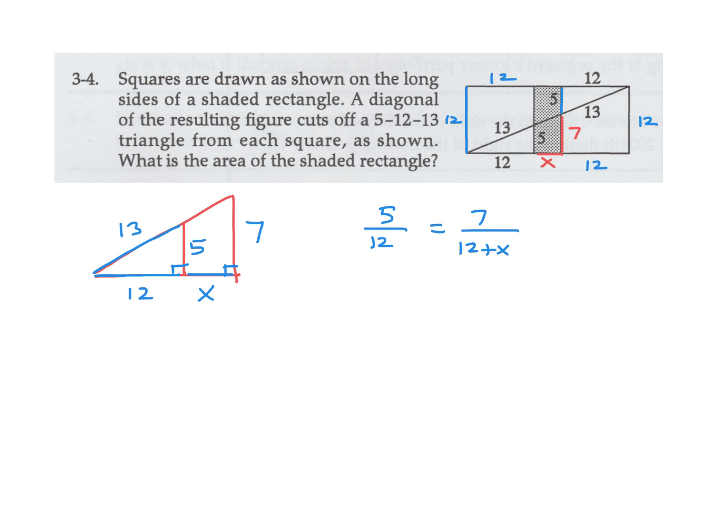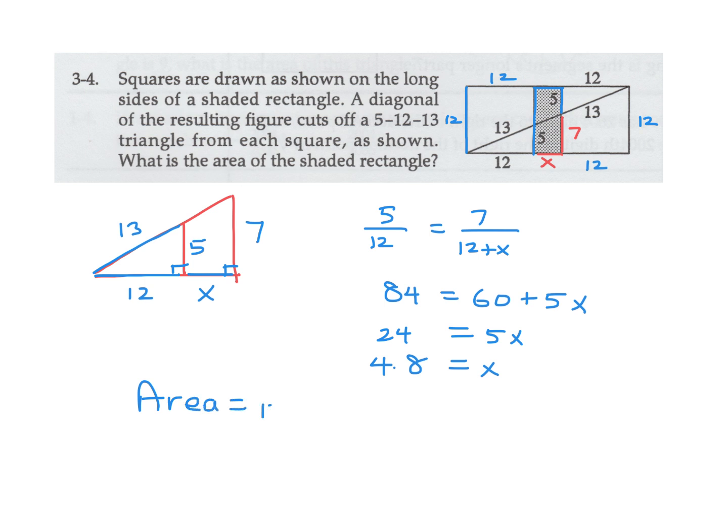Okay, so let's work with that. Cross multiply, and we get 7 times 12, which is 84, and then we get 60 plus 5x. Therefore 24 is 5x, and x would be 4.8. And then the shaded region area is really just 12 times x. And 12 times 4.8 will give you 57.6.